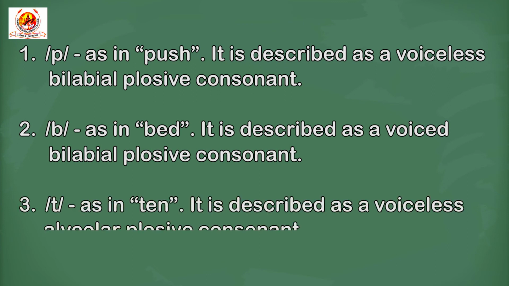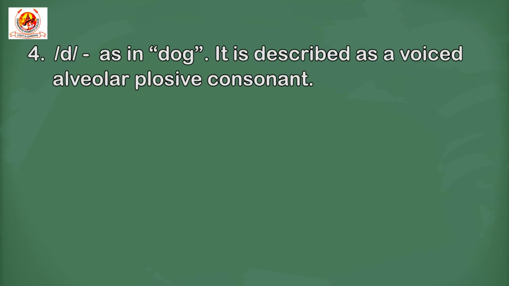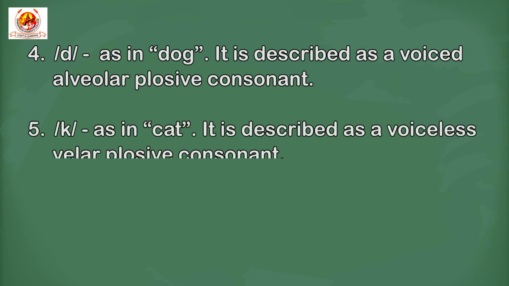The third consonant is the T, as in ten. It is described as a voiceless alveolar plosive consonant. The fourth consonant is the D sound, as in dog. It is described as a voiced alveolar plosive consonant. The fifth one is the K, as in cat. It is described as a voiceless velar plosive consonant.